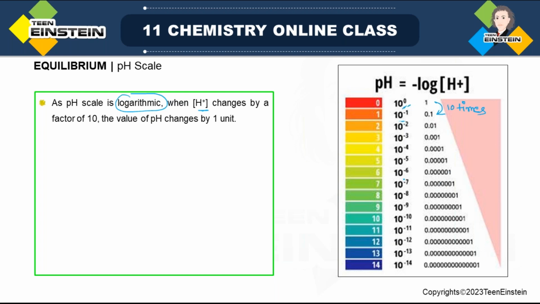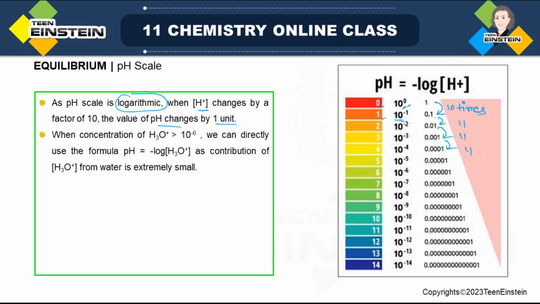For the first one, 10 to the power 0, the pH is basically 0 because it is negative log 1. Now for the second one, negative log of 10 to the power minus 1, which is 1. You can also consider the second one, from 10 to the power minus 1 to 10 to the power minus 2. This is also 10 times. So all these are basically 10 times. And when we are changing the concentration of H plus 10 times, the value of pH each time is changing by 1 unit. And it is possible because it is logarithm.